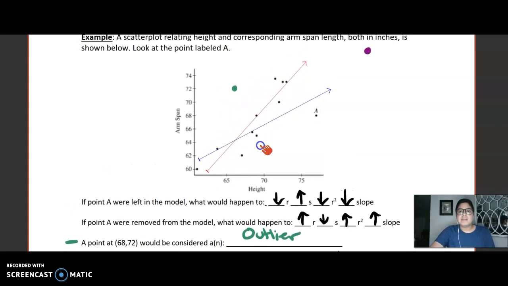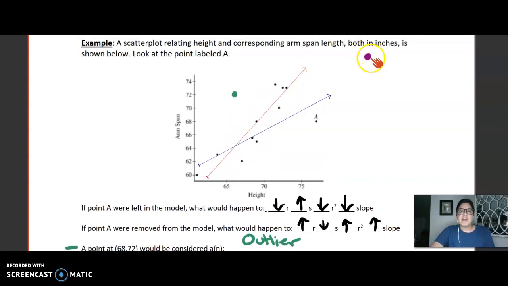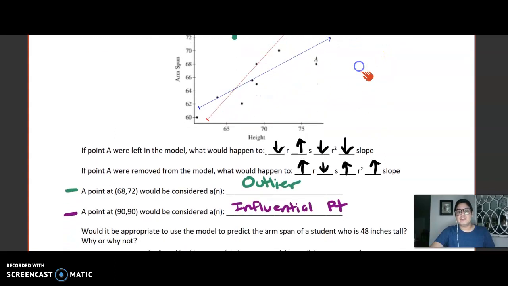Here in the purple, 90.90. If I put it way out here, again, regardless of whichever line I'm using, the line's going to shift to accommodate this point here, so that would be considered an influential point.